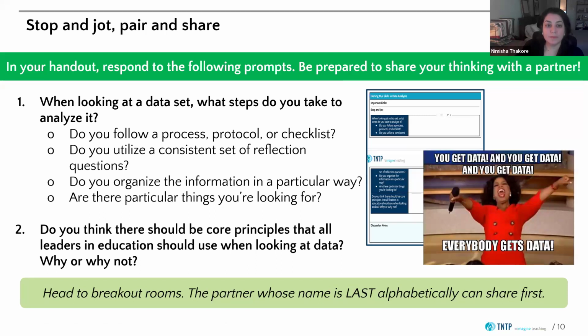All right, in just a moment, Abby is going to open up some breakout rooms. In your breakout rooms, the partner whose name is last alphabetically can share first. Go ahead and share your responses to these questions. And then when we come back whole group, we'll open the floor for some whole group sharing. All right, Abby, whenever you're ready.